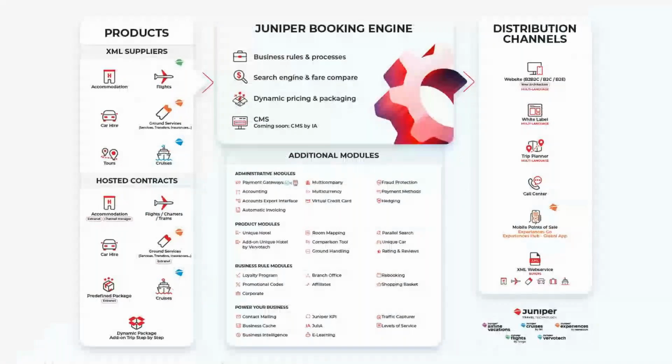Let me start by giving you some background information. Here we have an overview of all the modules currently available in Juniper. On the left-hand side, you can see the products to be sold, both from external suppliers and from our own contracting. The rules for all these products are defined in what we call the Juniper back office or intranet, where you can configure customers, intranet users, and business rules, such as markups, commissions, or taxes, among others.